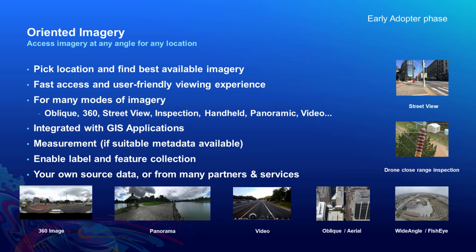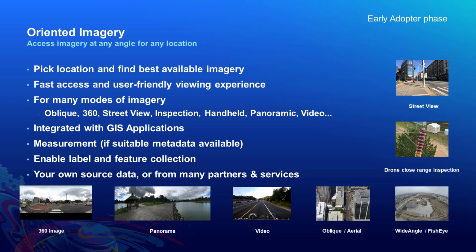Quickly, what is oriented imagery? Oriented imagery is a capability that provides ArcGIS users, both in ArcGIS Pro and ArcGIS Online or Enterprise, the ability to quickly review street side, 360, drone, aerial, and terrestrial imagery captured by many different cameras. How does it work? Users pick a location in the map and find the best available imagery for that location.